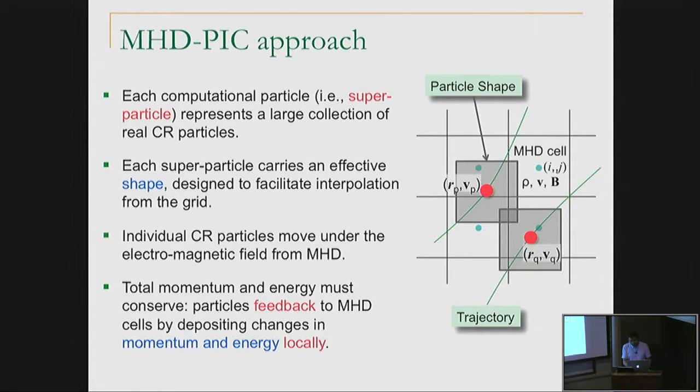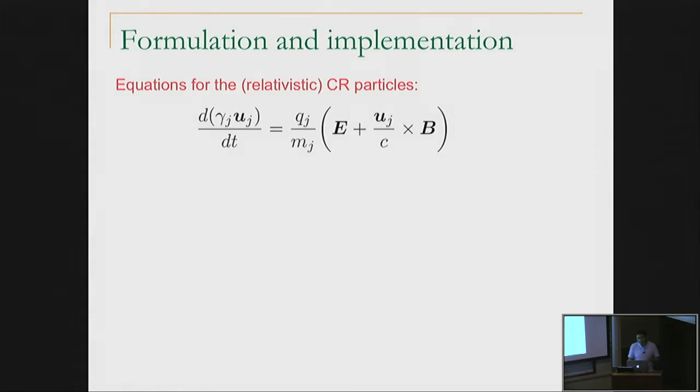You may notice that MHD is intrinsically non-relativistic, right? But we can have relativistic particles in this prescription by solving the full relativistic equation for the particles, and we do so by specifying a numerical speed of light. As long as it's much larger than any MHD velocities, then the whole scheme is a consistent scheme.